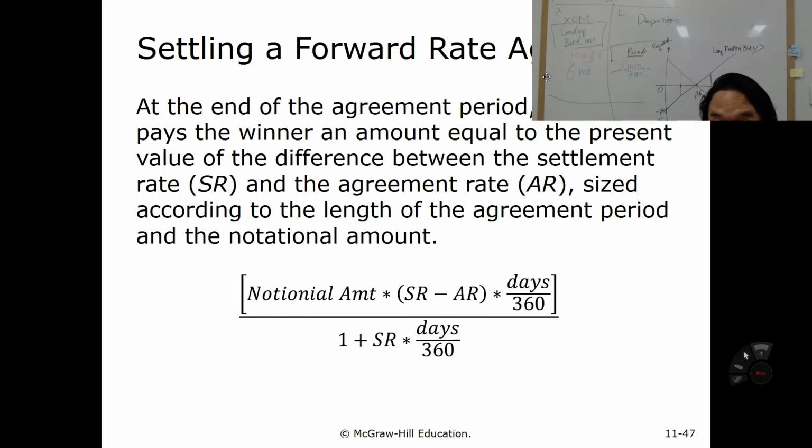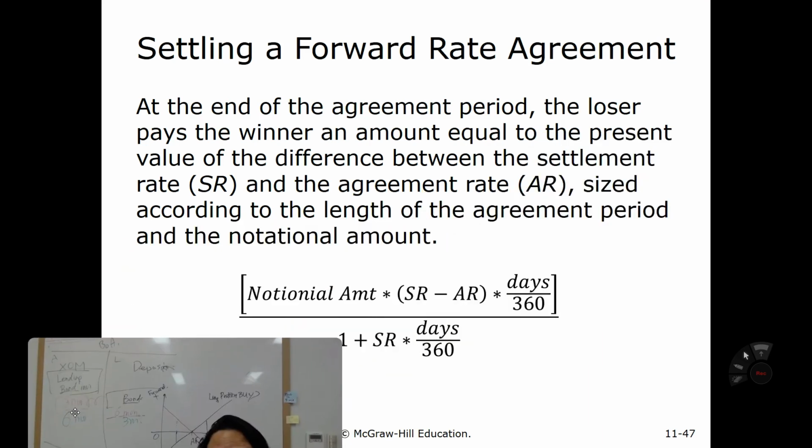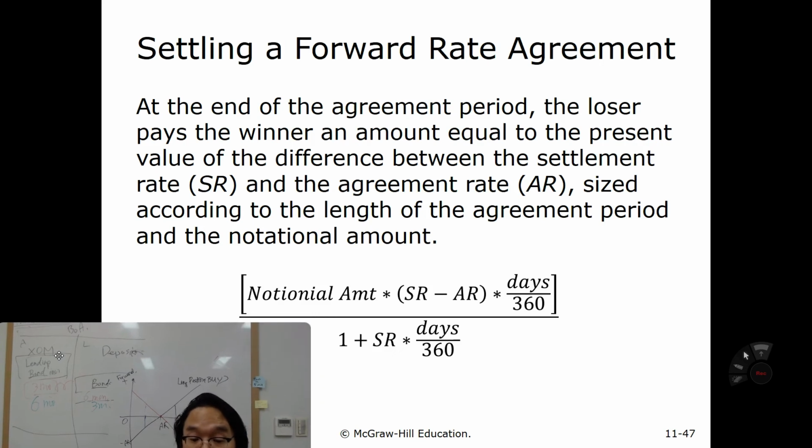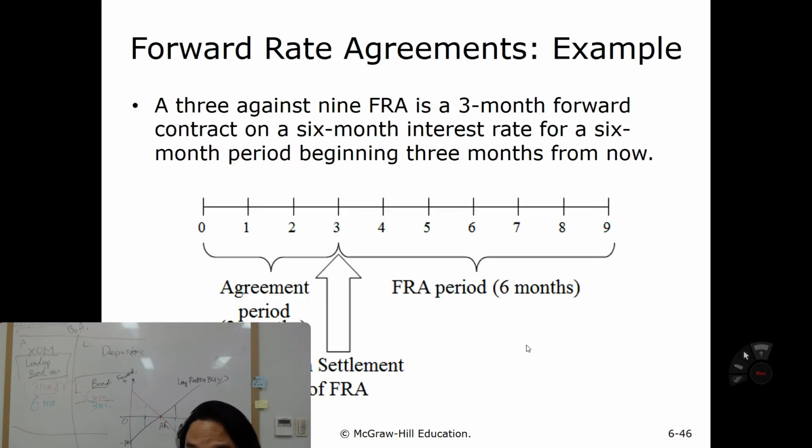So at the end of the agreement period, the loser pays the winner the amount equal to the present value. What is the amount that you have to pay? The notional amount times settlement rate minus agreement rate times the days of the period divided by 360, following the bond market convention. This is a present value, so you have to discount it at settlement rate times the number of days over 360 afterwards. The days means this period, 6 months over there, the FRA period.